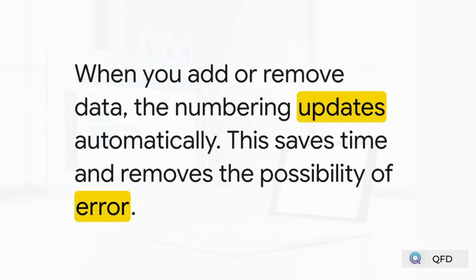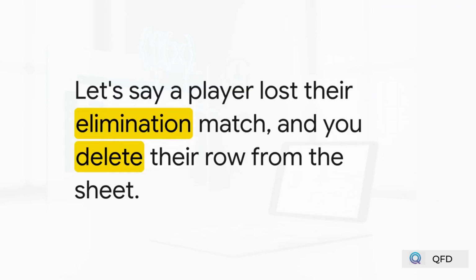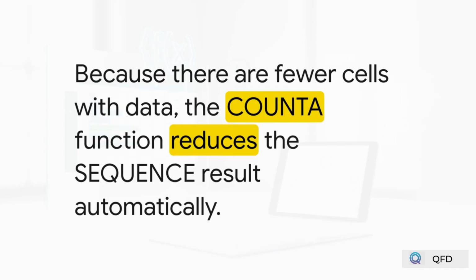All right, now for the really cool part. Watch what happens when the data changes. So let's say a player gets eliminated, and we just delete their row. And just like that, the whole list renumbers itself. Instantly. No more manual work.